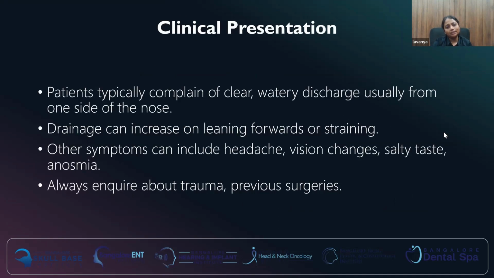So we look at what the clinical presentations are. Patients typically come to us with complaints of watery discharge from the nose, more commonly one-sided than both-sided, and generally they say that it is clear and is sometimes present as a gush, or if they lean back and lie down and then bend forward, there's a gush of the fluid coming out. That is when the drainage increases on either leaning forwards or when they put any amount of strain, like picking up heavy objects or sneezing.